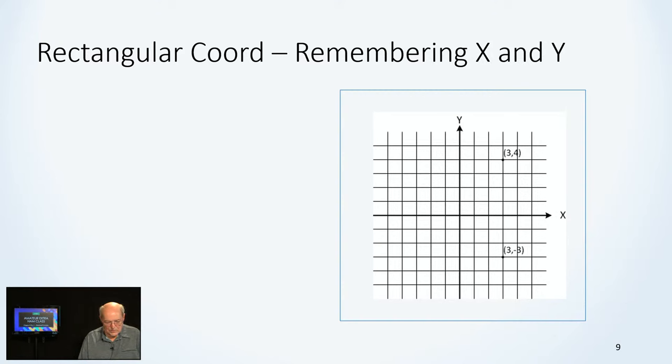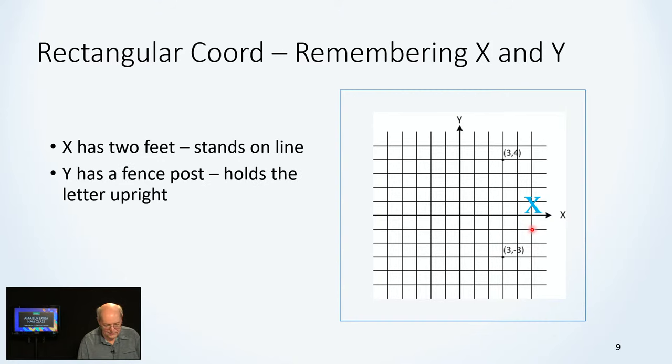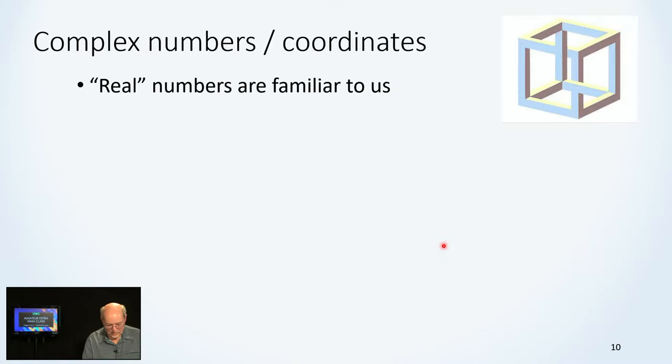So how are we going to remember x and y? Because there is a pool question that asks about the x-axis, the y-axis. Well, think of x as having 2 feet. It stands on the line. The picture of that right here. So you can kind of see the 2 feet, and it needs to stand on something so it doesn't fall over. The y-axis, I think of the y-axis as having a fence post that lines up with the y-axis. That's what holds it up. It's attached here. So if that helps you remember x versus y, very good.